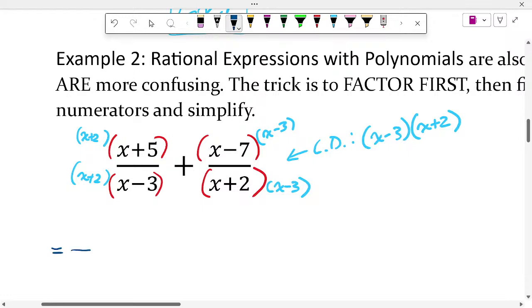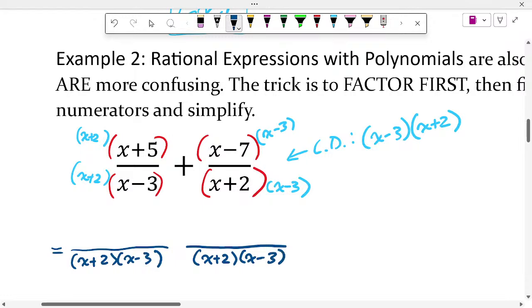That makes this first fraction on the bottom, we have x plus 2, x minus 3. And the second fraction on the bottom, we have x plus 2, x minus 3. That's not so bad, is it? And then, what do we have up here? Okay, x plus 2 times x plus 5. And then what do we have over here? x minus 7 times x minus 3.